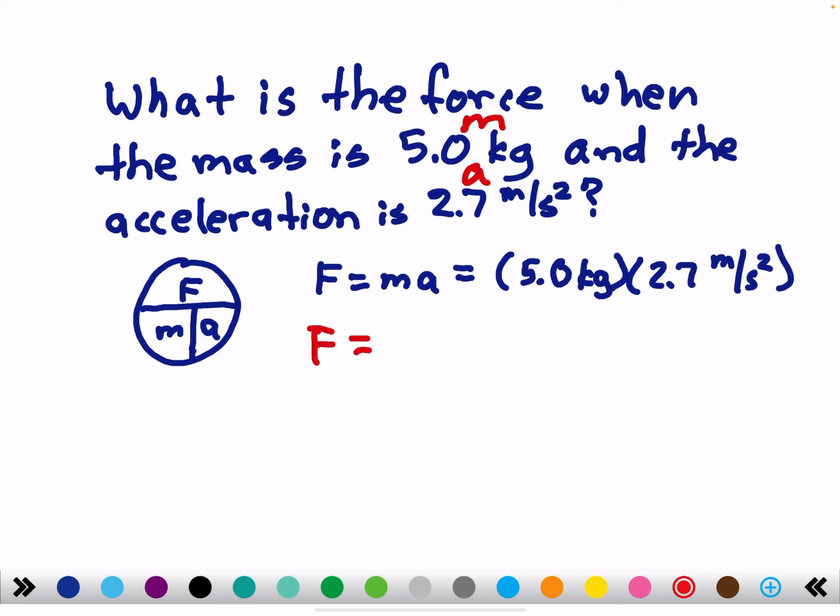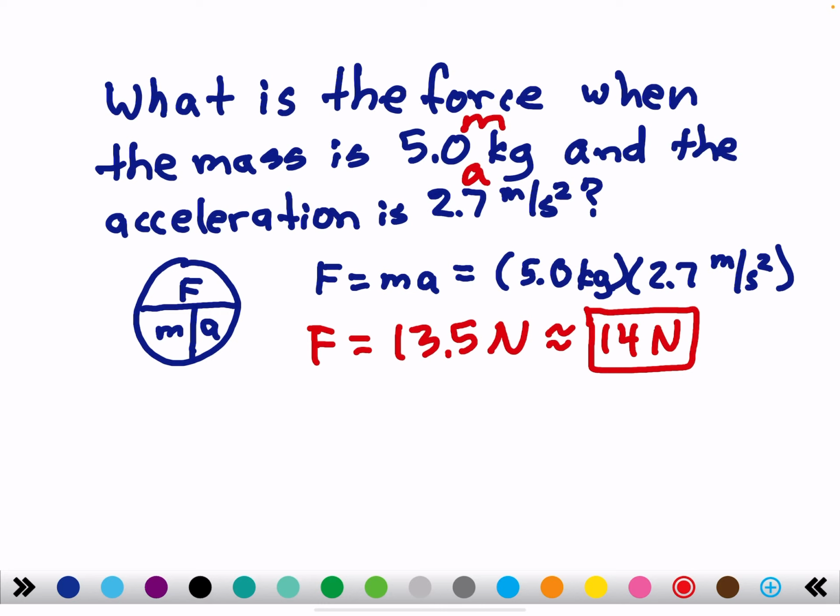And you can work this out with the calculator. Multiply 5 times 2.7. Initially, you get 13.5 newtons. But in physics, we follow significant figures, and notice that your acceleration and your mass both have 2 significant figures, so we would round this to 14 newtons for the answer.